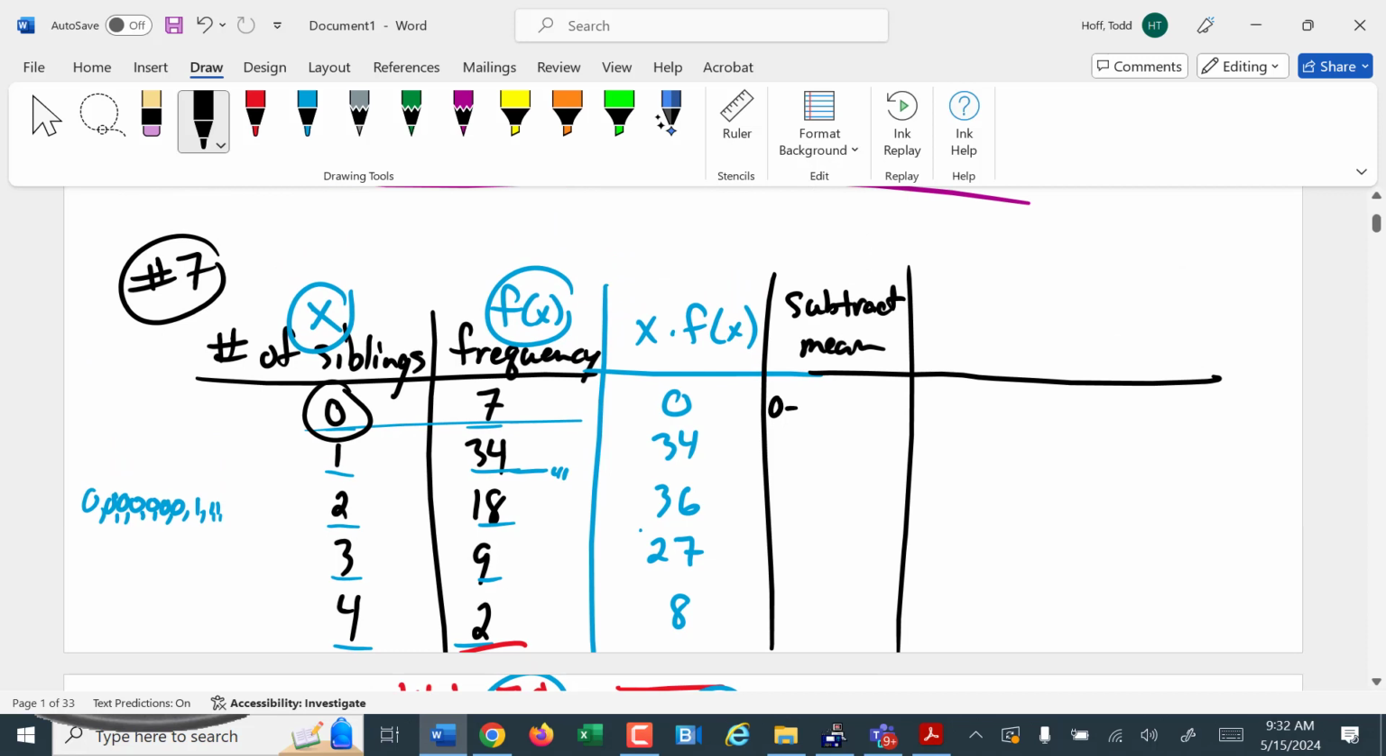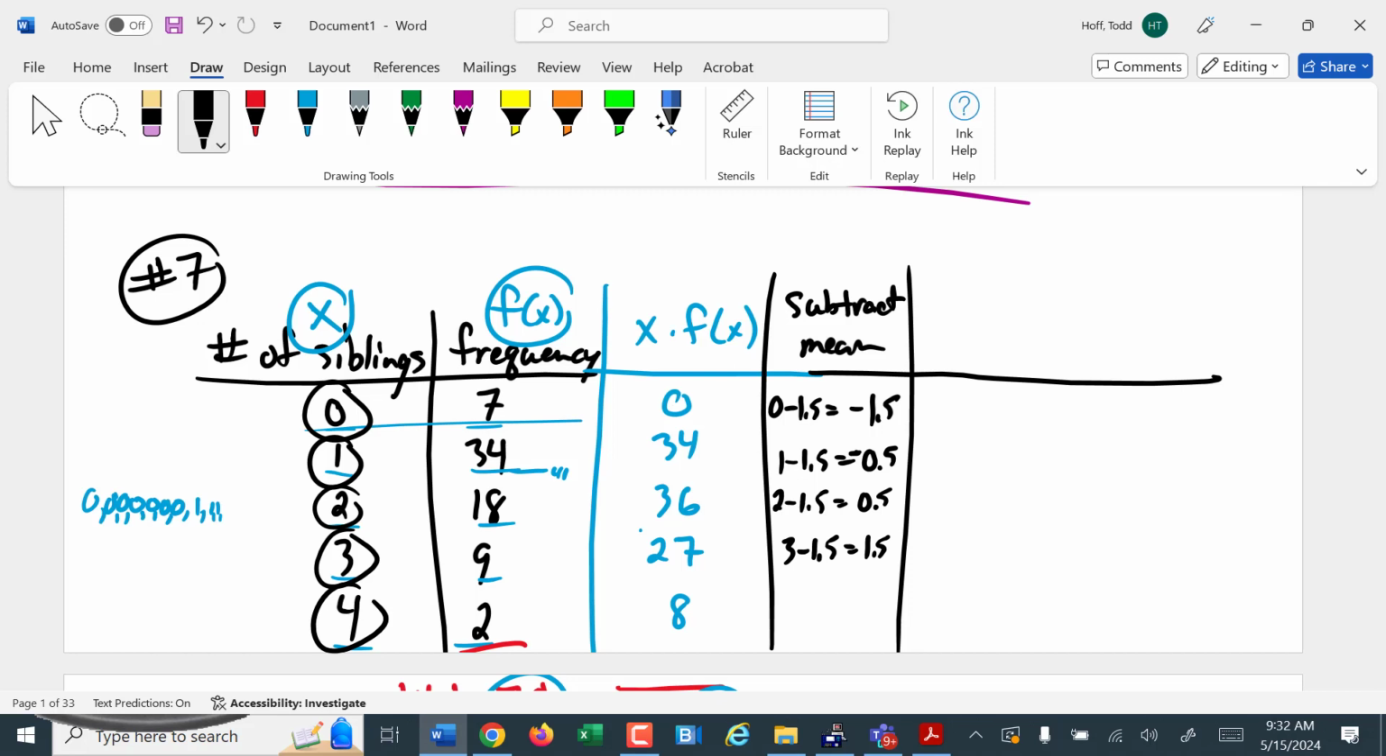So 0 minus 1.5 gives us a negative 1.5. Here we're using the 1. 1 minus 1.5 is negative 0.5. Then the 2. 2 minus 1.5 is positive 0.5. The 3. 3 minus 1.5 is 1.5. And the 4. 4 minus 1.5 is 2.5.